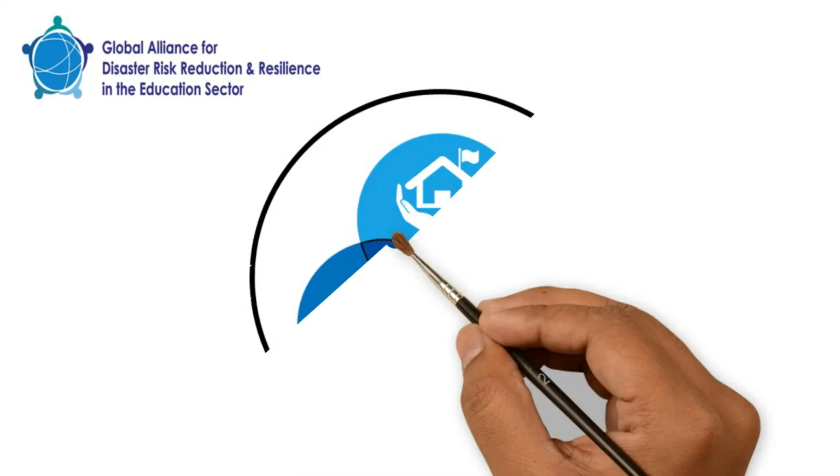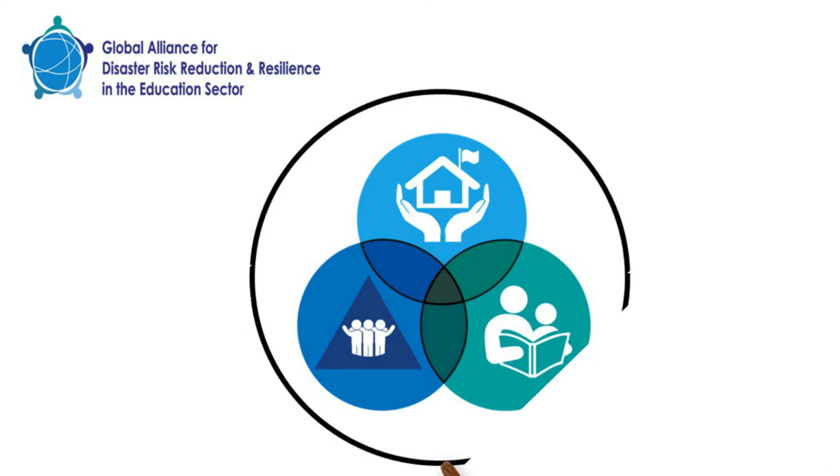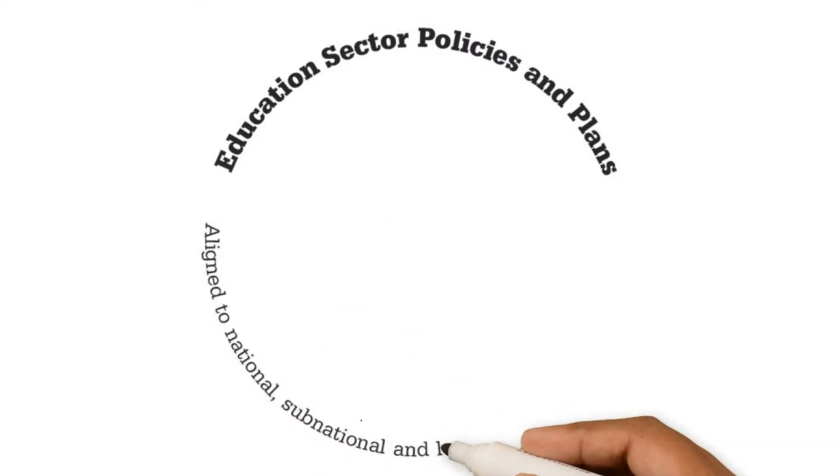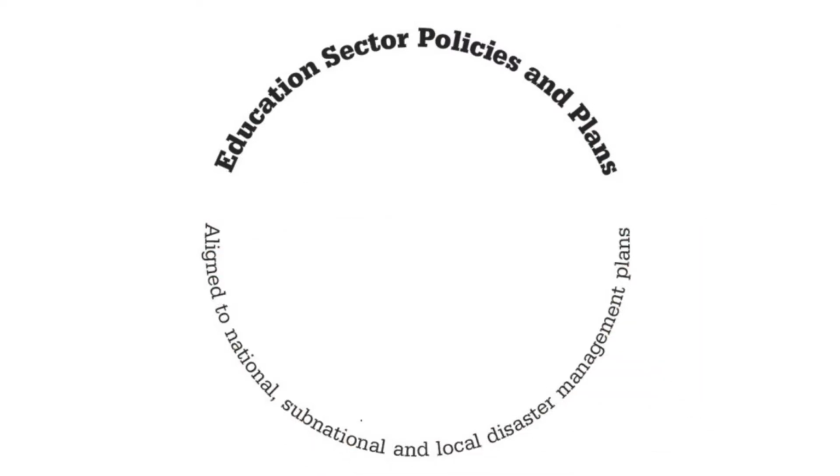Let's look at how the CSS framework infographic is put together. The circle around the 3 pillars is extremely important. It sets the enabling context for school safety. It says, education sector policies and plans aligned to national, subnational, and local disaster management plans.